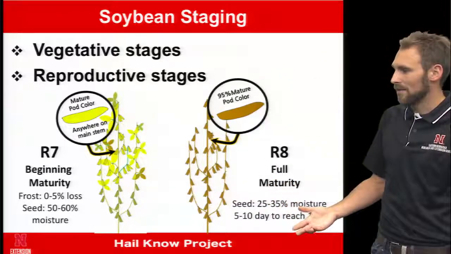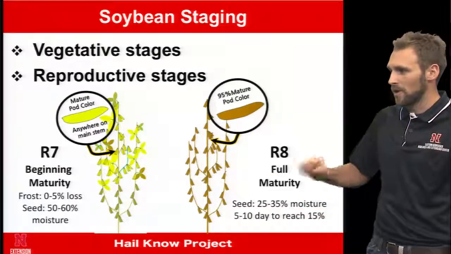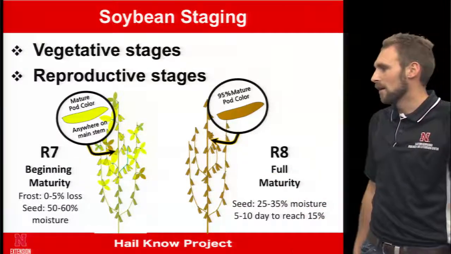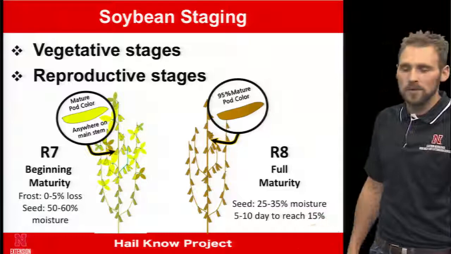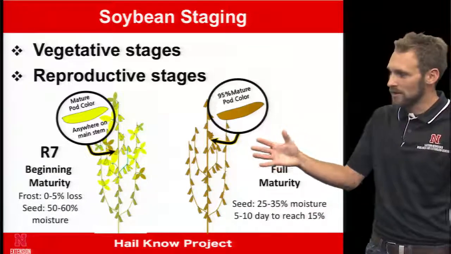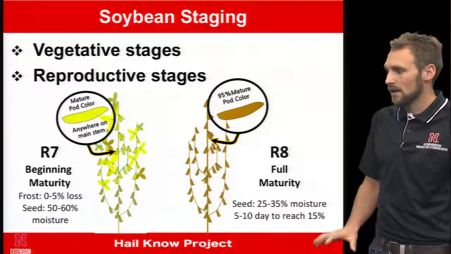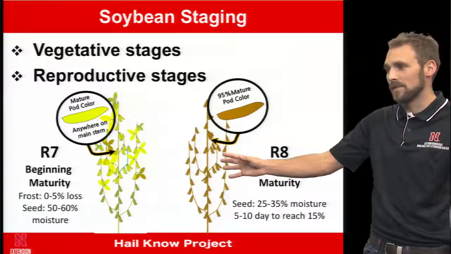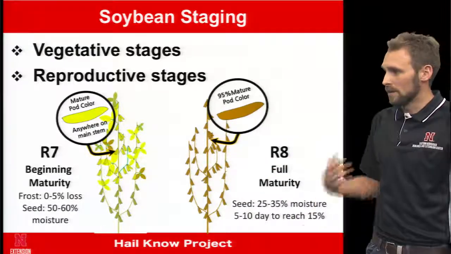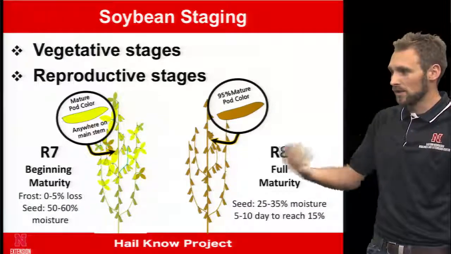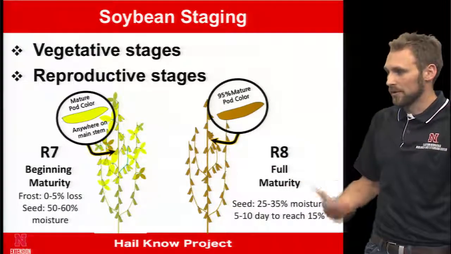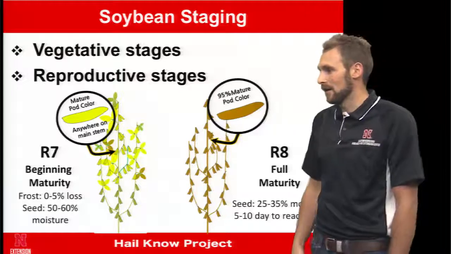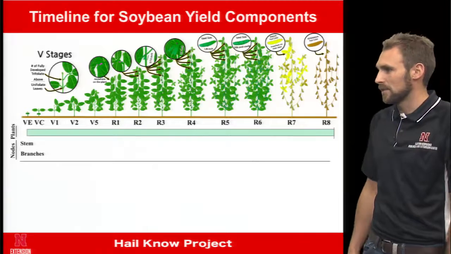R8, we're getting down to that 25 to 35% moisture. Frost will have no impact at this point. 5 to 10 days still to reach 15%. So hail occurring during these 2, still pretty significant losses. You're going to see that FCIC has a totally different evaluation method for these 2 stages than the previous stages. So if you unfortunately find yourself in this situation, there is a way to do it, and at least you'll understand if you have an adjuster out there how they might be doing that.